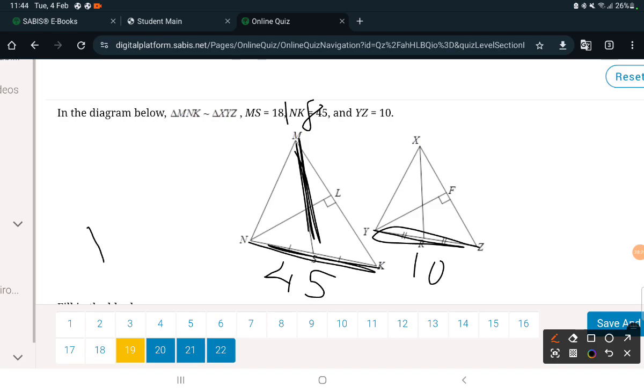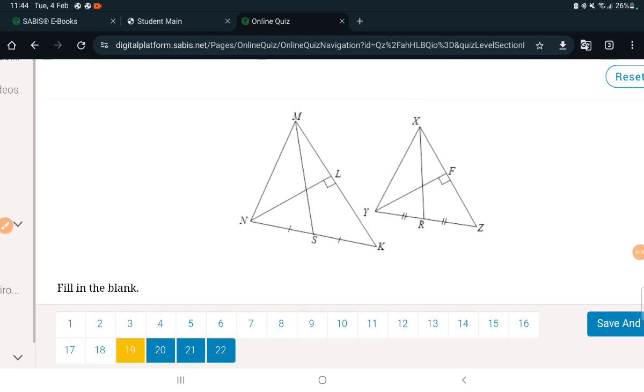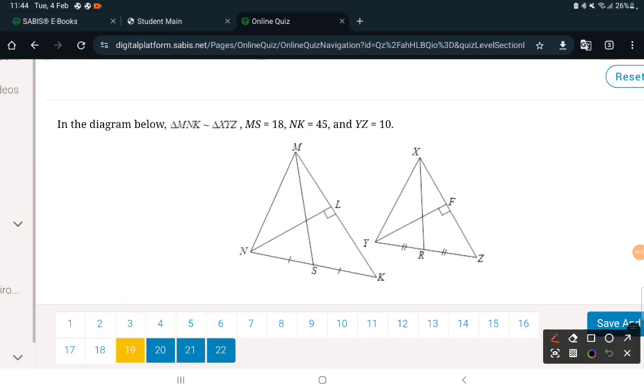And what do they want? Okay, just focus on this right now. Don't forget this because I'm going to need to scroll down. Okay, XR. Yeah, they want the value of XR. Okay, let's just rewrite that. 18, 45, YZ is 10, XR, yeah.